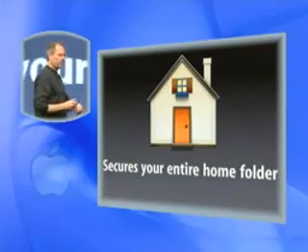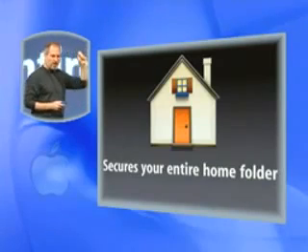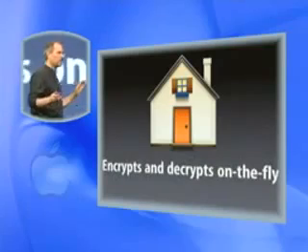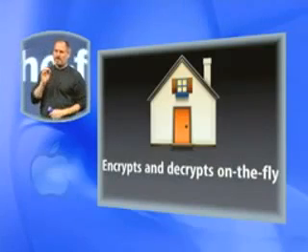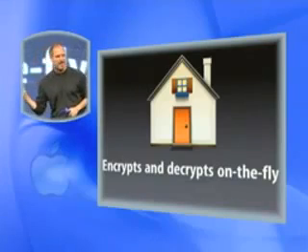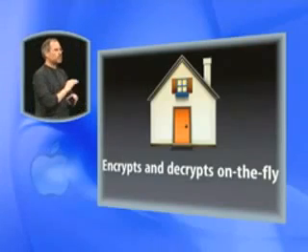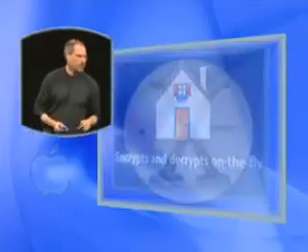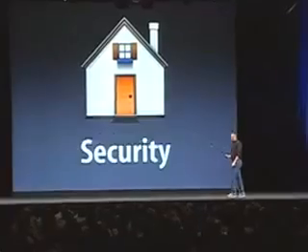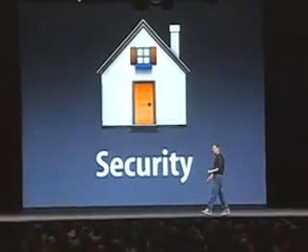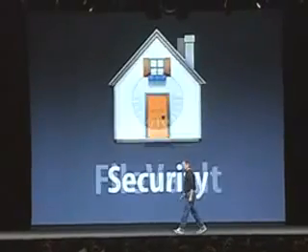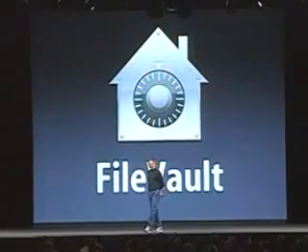You go to Preferences, you check on one checkbox, and it turns File Vault on, and File Vault encrypts and decrypts every file going in and out of your home directory on the fly. You don't even know what's happening. And once you log out, your stuff is safe. So it's security for your entire home directory with one checkbox, built into Mac OS X. That's File Vault. We think it's going to be pretty popular.